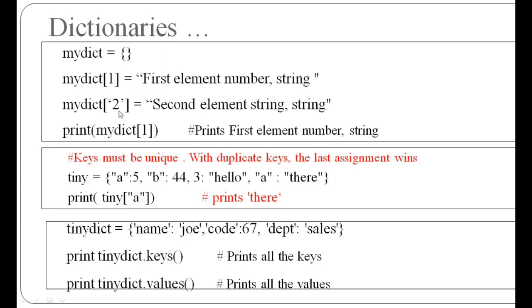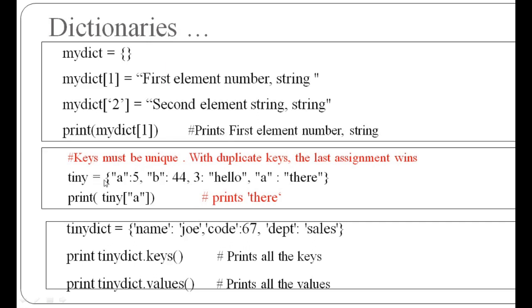This is the second element. In that second element, this is the key and this is the value. And I'm trying to print the first one. So I get the printed element number string. So keys must be unique. But when you have duplicate keys, what happens is the last assignment wins.